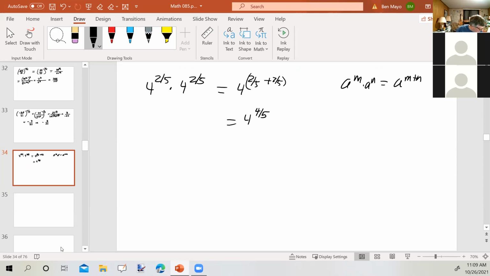Again, the directions say, write the answers without negative exponents. All variables represent positive real numbers. They always want us to write exponents positive if we can.